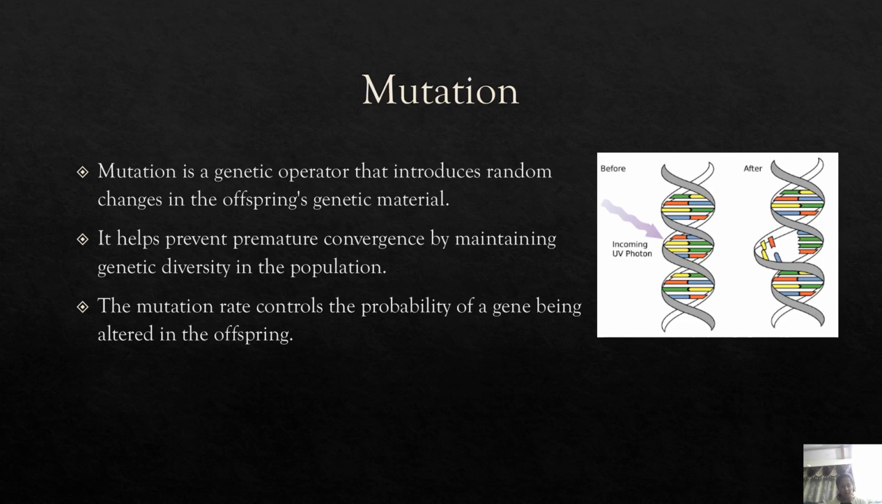Mutation. Mutation is a genetic operator in a genetic algorithm that introduces random changes to an individual's genetic material, promoting diversity in the population and enabling the exploration of new regions in the solution space. Purpose. The primary purpose of mutation is to maintain genetic diversity within the population and prevent premature convergence to a suboptimal solution. Mutation rate. The mutation rate parameter determines the probability that each gene in an individual will undergo mutation.